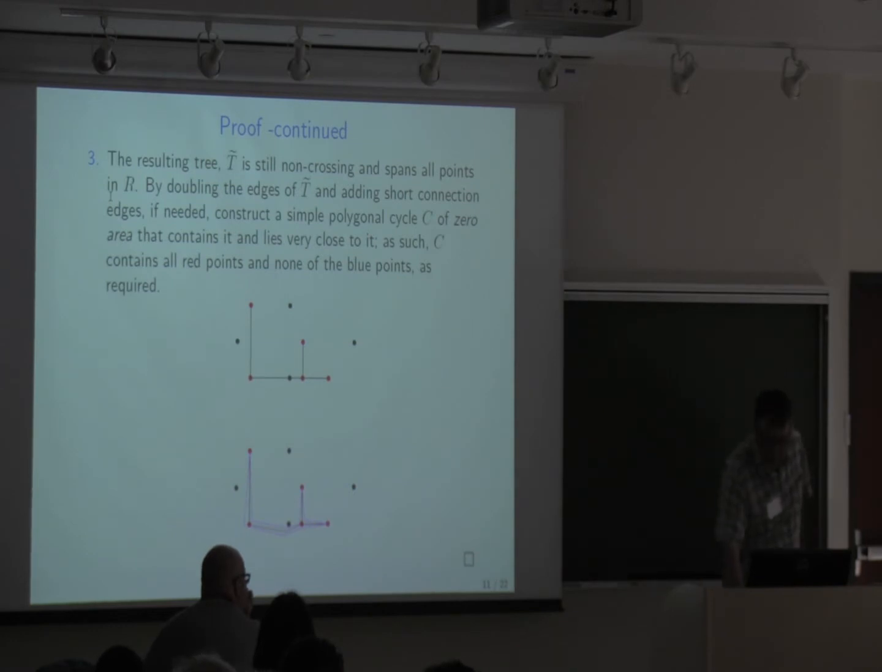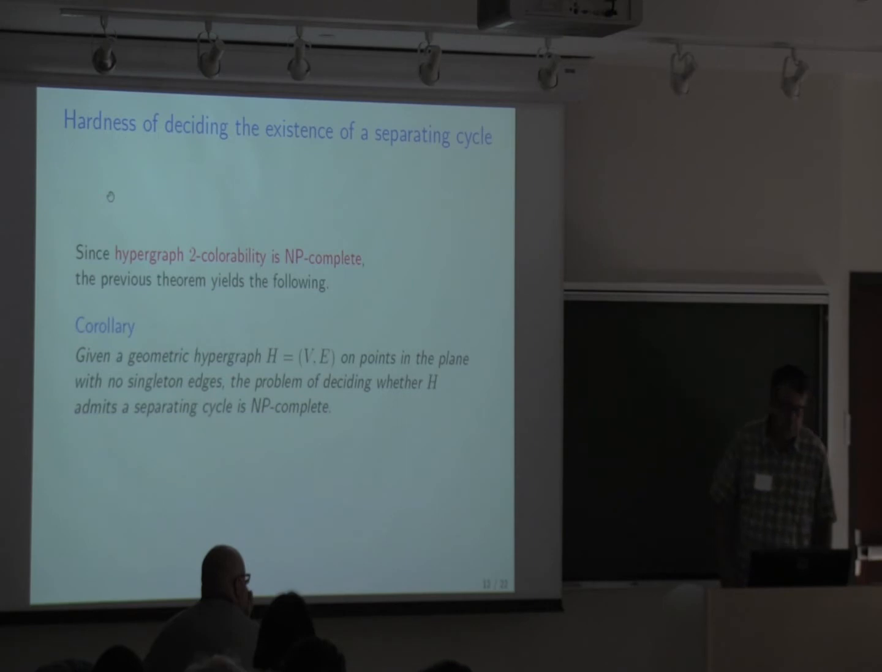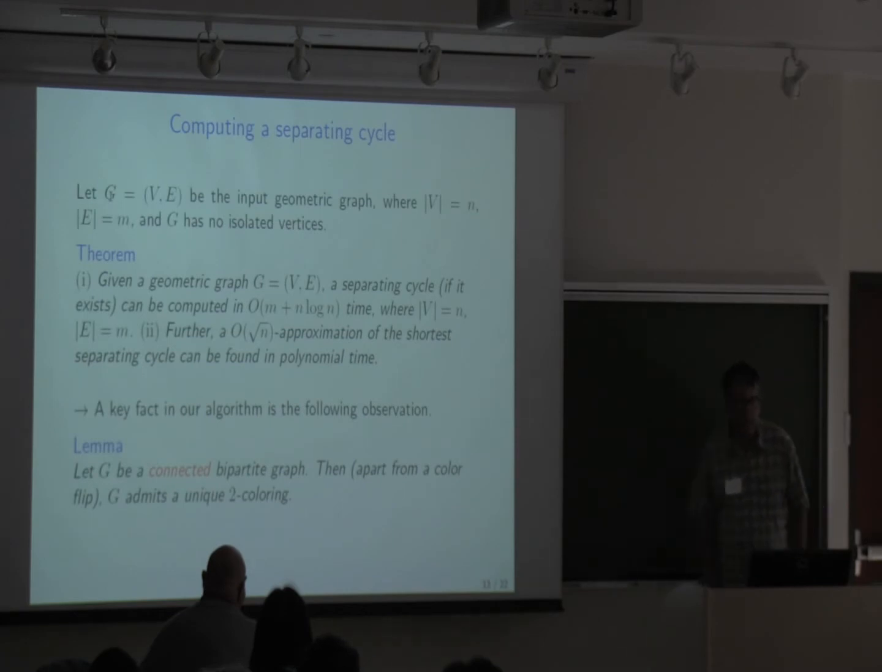So this is the characterization. Now you can get, among others, this corollary: because hypergraph 2-colorability can be NP-complete, you also get some consequence for separating cycles, that it is NP-complete. But as I mentioned, there are other results from last time's problem.